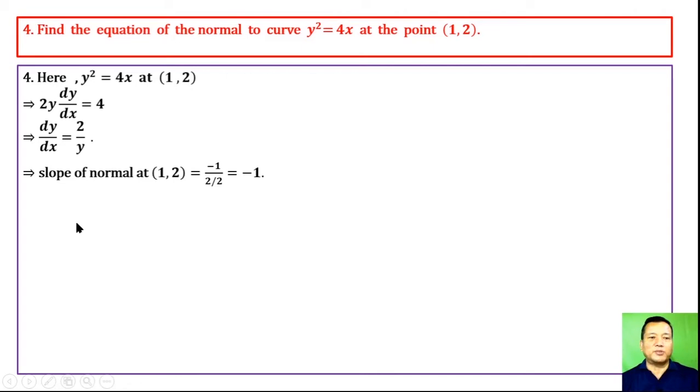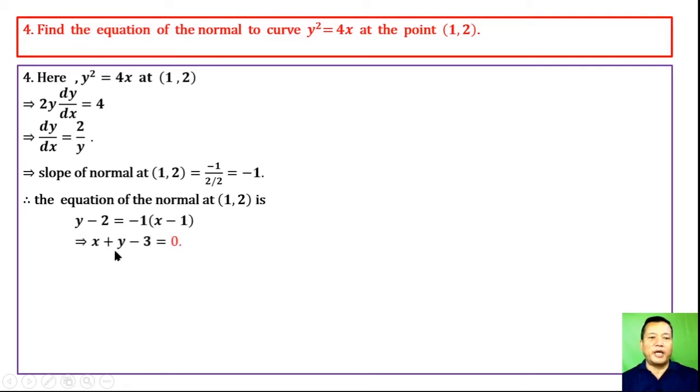We get minus 1. Therefore, the equation of the normal at (1, 2) is y minus y1, that is 2, equal to slope of the normal times x minus x1, that is 1. Solving, we get x plus y minus 3 equal to 0. This is the required equation of the normal.